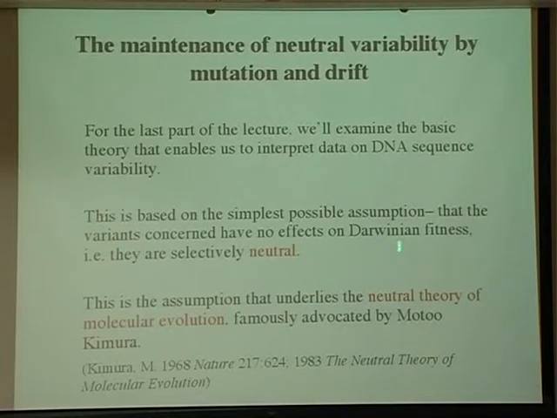And we're going to make the simplest possible assumption here, which we'll relax later on, that the variants are selectively neutral. And this is the assumption that underlies the neutral theory of molecular evolution, which you heard about yesterday. Even if you don't believe in the neutral theory, it's a very useful null hypothesis against which you can test data. So you can look at it in two ways. Motoo Kimura thought it was the absolute truth. The rest of us think it's a useful working hypothesis against which you can use to reject it.